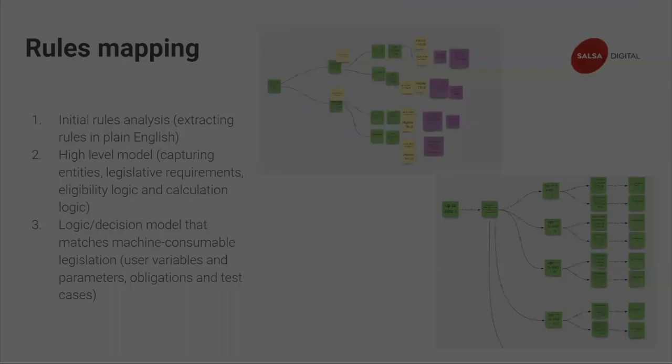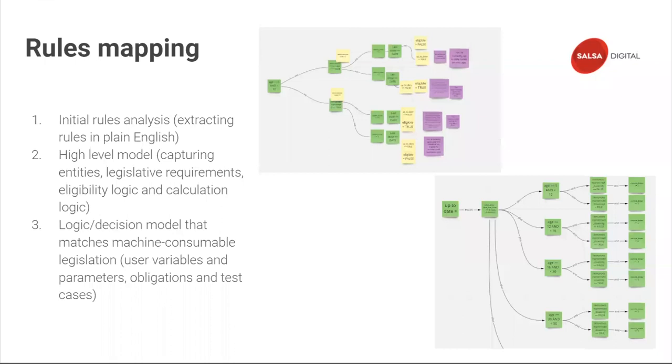I'm just going to very briefly cover rules mapping. So generally, we would initially do some sort of extraction of the rules in plain English. In this case, we looked at it by person's age, given that was how the COVID vaccinations were working. Then we create a high-level model that captures entities, any legislative requirements, eligibility logic, and calculation logic. So obviously that doesn't apply to this one, but more calculation logic in terms of, for example, if we're working out how much social security benefit someone should be eligible for.